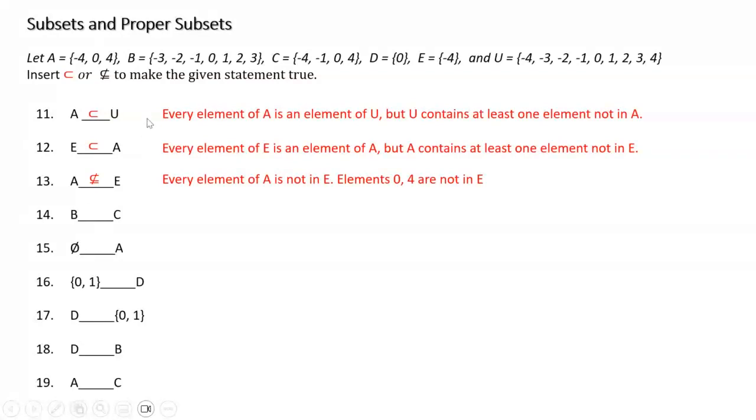Number 14, we have B and we have C. Oh, my bad. So here, guys, is going to be this other symbol because every element in B is not in C. Okay, so that's why the second symbol goes. For 15, this will be the first symbol, which is a proper subset. Why? Because remember the definition? The empty set is a proper subset of any set.